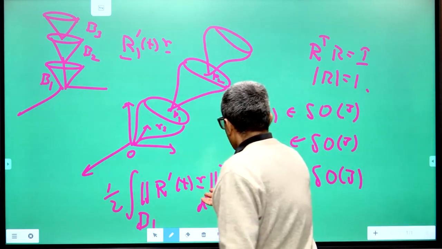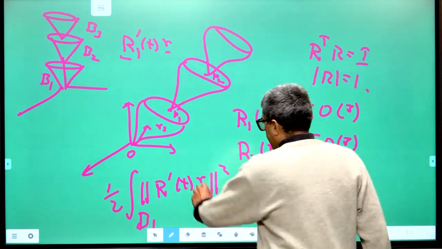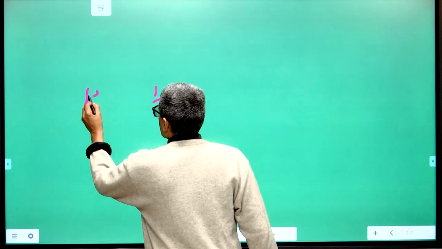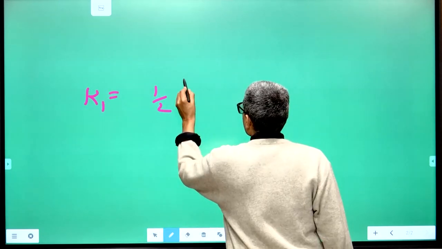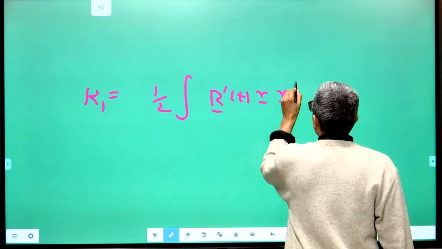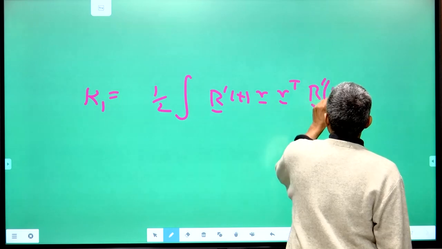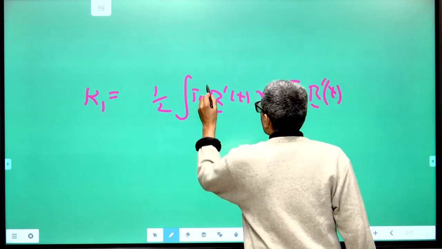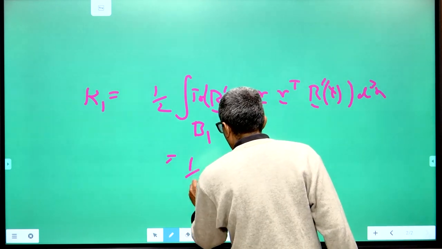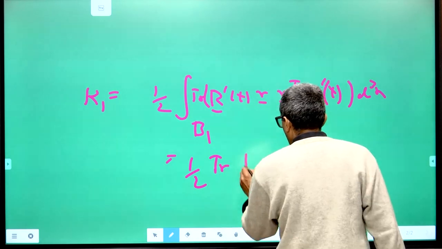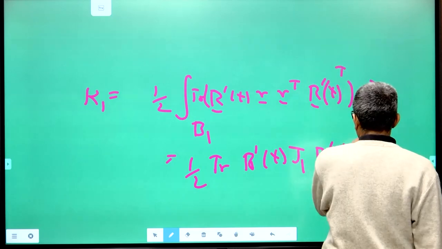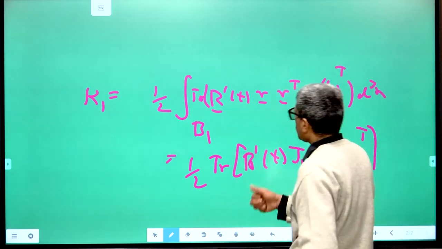So, this is the kinetic energy, and obviously this is a quadratic form in R'(t). The kinetic energy of the first link can be written as half the integral of the trace of R'(t) r times its transpose, d3r over the body of the first link, which is B1. This can also be written as half the trace of R'(t) J1 R'(t) transpose, where J1 is the moment of inertia tensor of the first link.